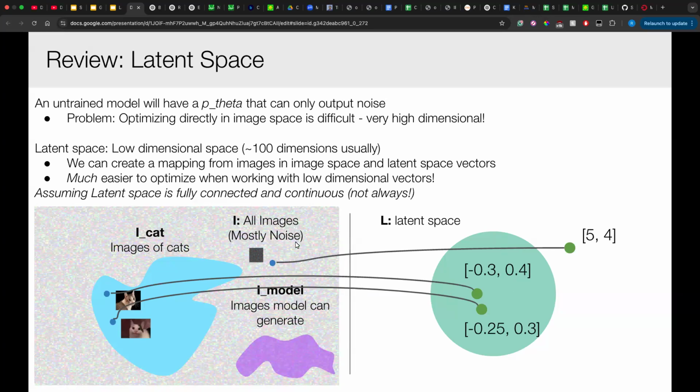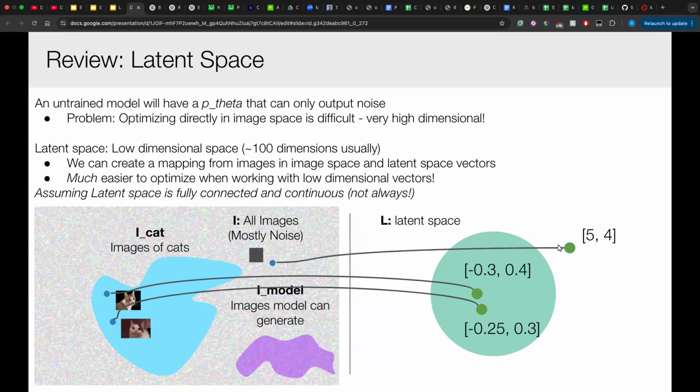So what we want to do is we do all of our optimizations. The input to our neural network, any gradients, any loss functions we calculate, all of our optimizations are done in latent space, right? Because again, it's easier to optimize. But we're assuming there exists some bijection or isomorphism between them: if we have an image in image space, that corresponds to a unique vector in latent space, right? And we can go from latent space back to image space, back and forth.